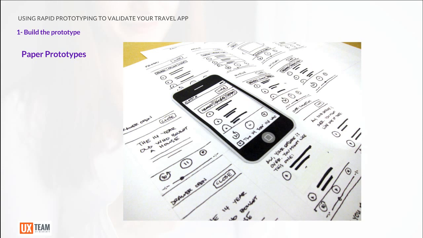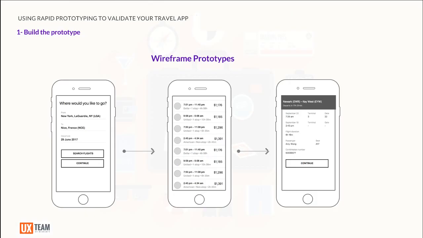The second ones are wireframe prototypes. In this kind of prototype, there's more detail, but it's still a low fidelity prototype. Here we can have a wider number of details and interactions that the user will test. And I generally use these kinds of prototypes for usability testing because it allows me to have more scenarios in which the user can perform tasks.